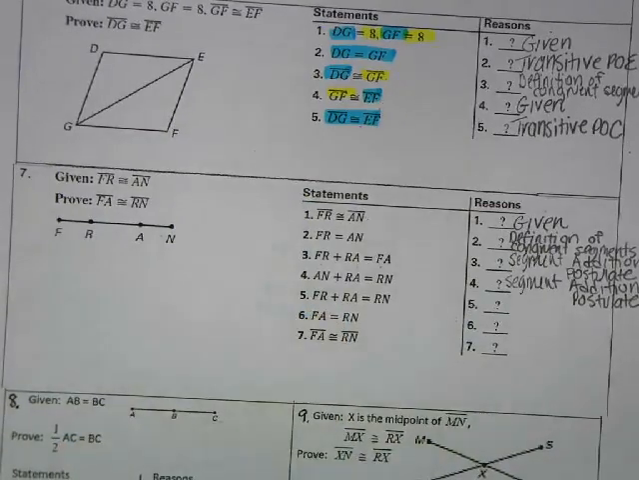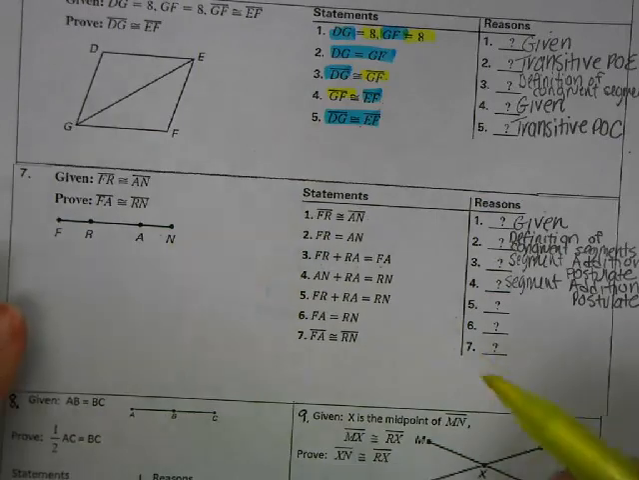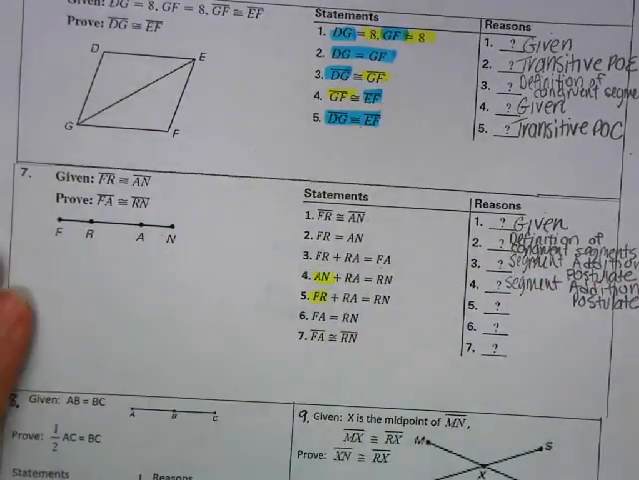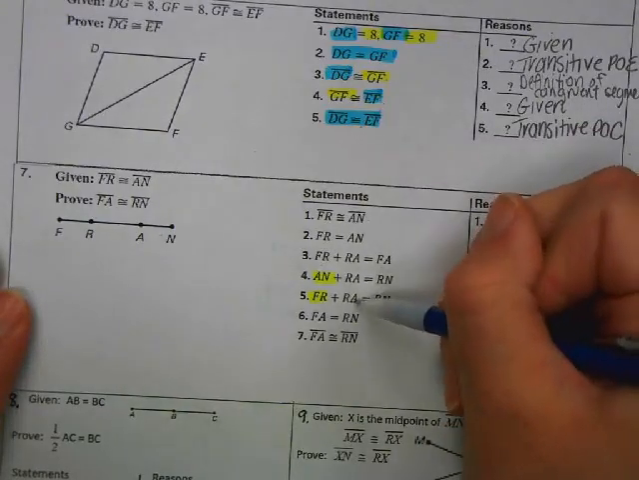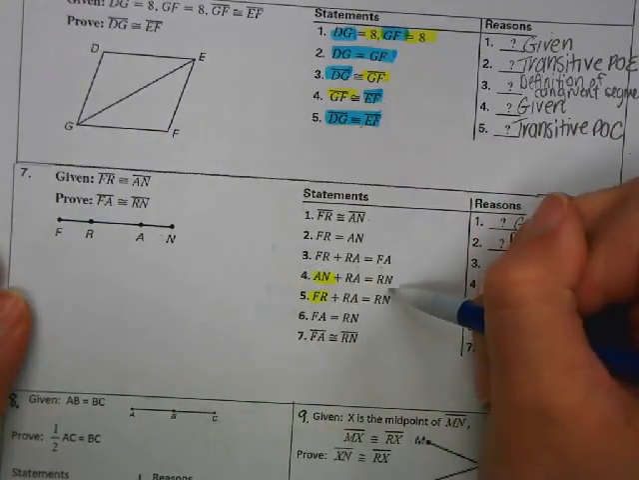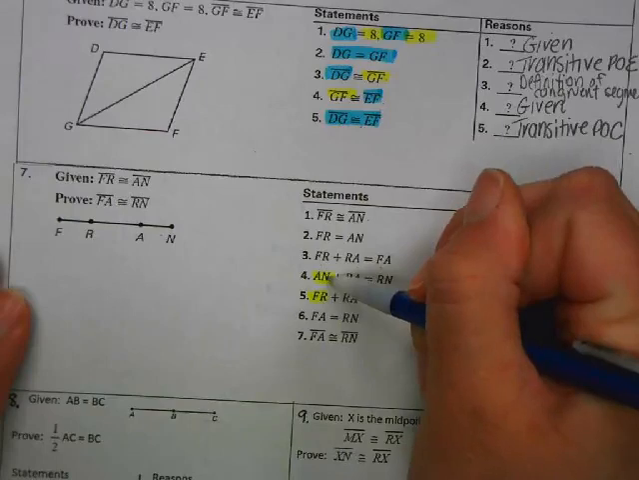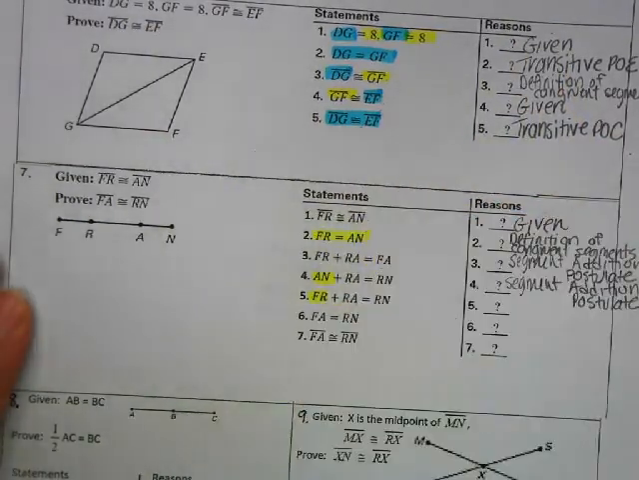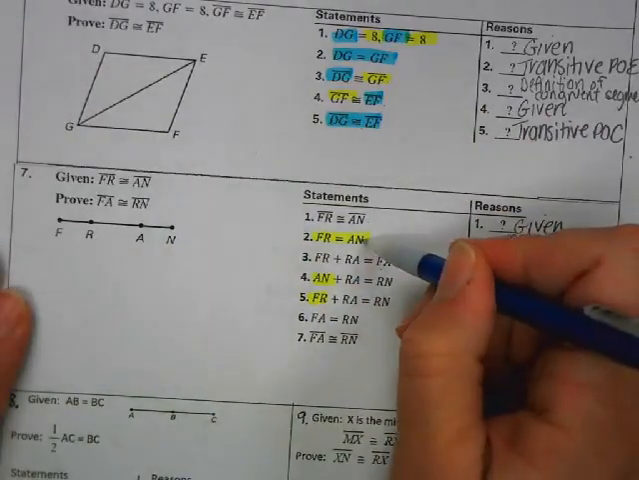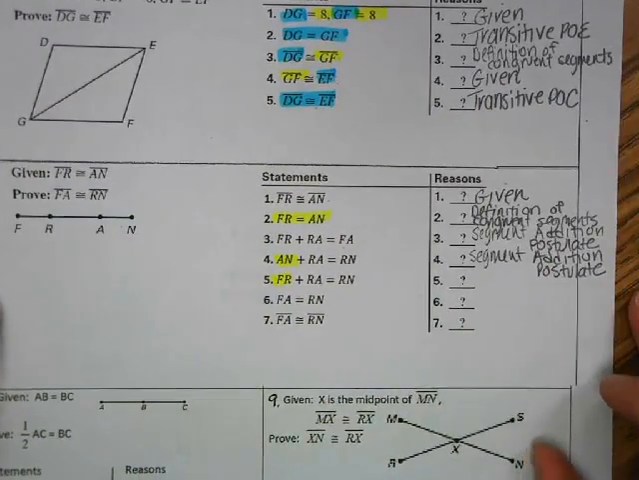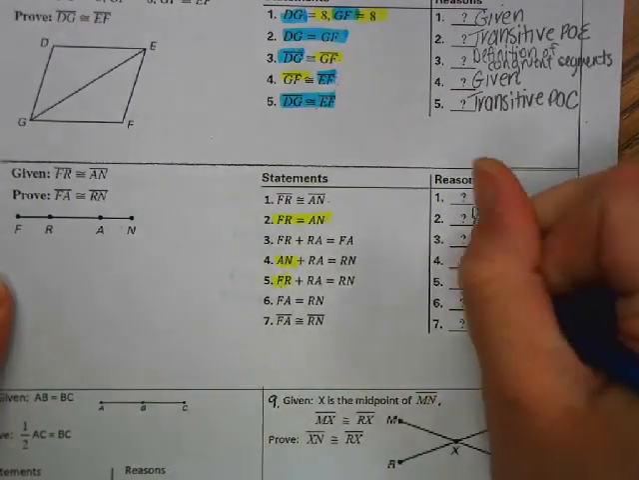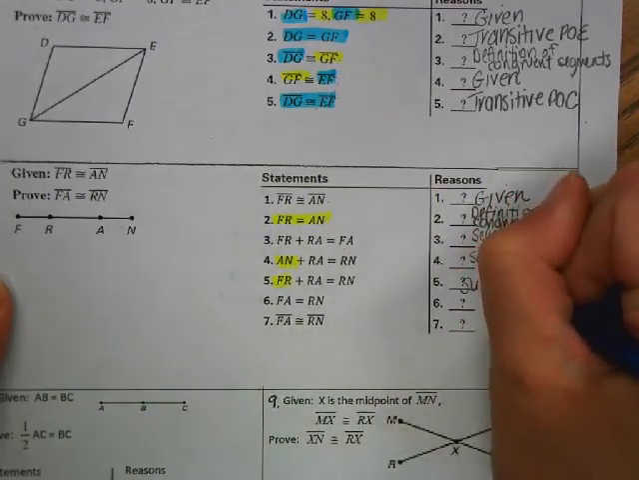And then, looking at steps 4 and 5, the only difference is the first segment. Because RA is in the same spot, RN is in the same spot, but AN was replaced with FR. And you're allowed to replace them because we said in step 2 that they were equal. So if you replace something with an equal value, that's substitution.